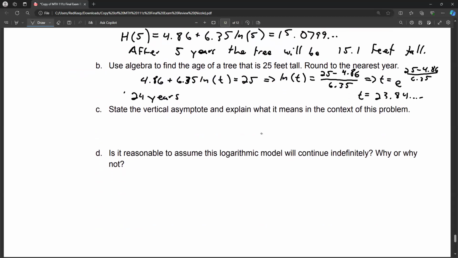For part C, we want to state the vertical asymptote and explain what it means in the context of this problem. Again, we're dealing with a logarithmic function, and so the vertical asymptote is where the argument is equal to 0. So here, t equaling 0 would be our vertical asymptote. And we would probably say something in the context of this situation that the age of the tree will always be greater than 0, which is probably the best observation we could do here. You might come up with another idea, but that's possibly what I would do there.